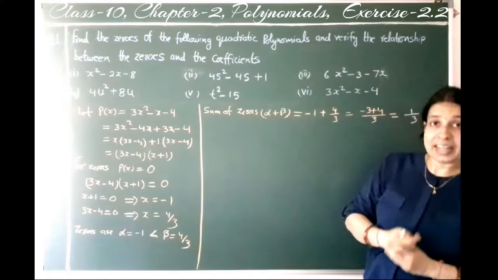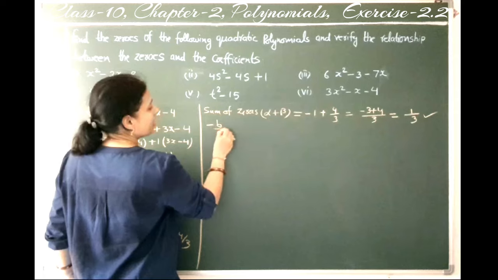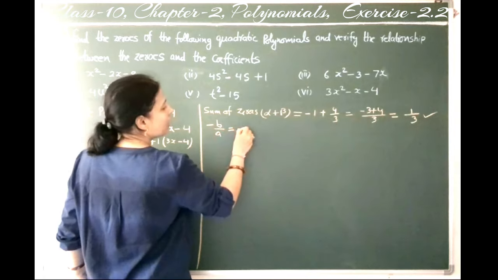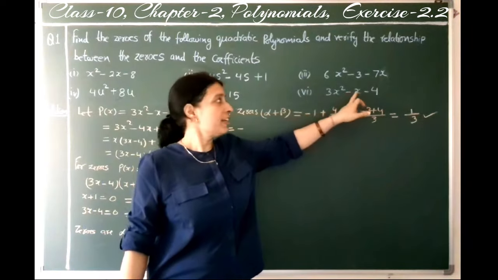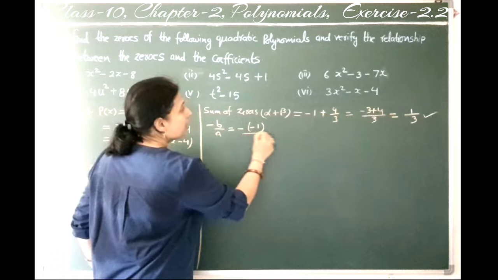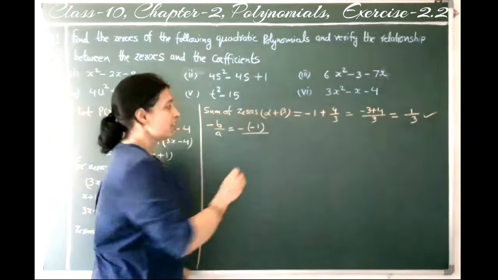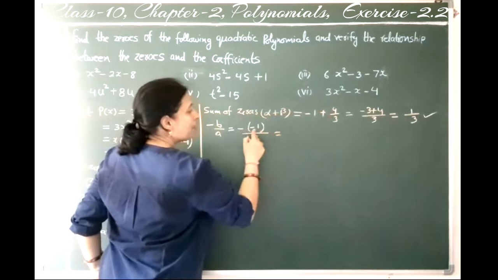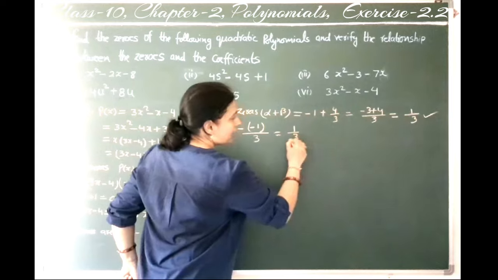Alpha plus beta हमारा क्या आएगा? 1 by 3. And minus b by a, find out. So write here minus. B is coefficient of x. Here it is -1. So write here -1. And a is equal to coefficient of x square. Here it is 3. So write here 3. Minus and minus become plus. So it will be 1 by 3.